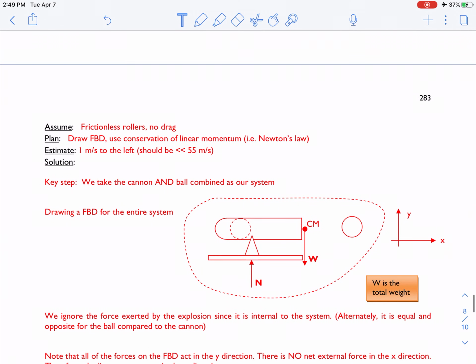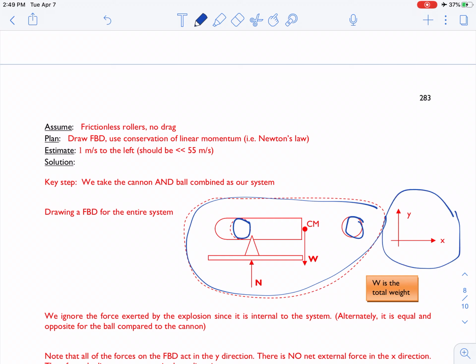And you can see that here in the bubble, this is our system. The dashed one here is the initial case. And here we have the final case, or sometime later after it was launched. These are the cannonballs, okay? And let's think about the free body diagram first. So we have our coordinate system as we need it.